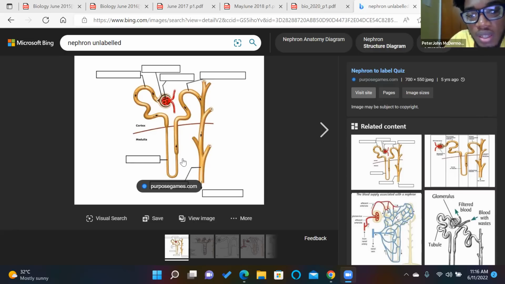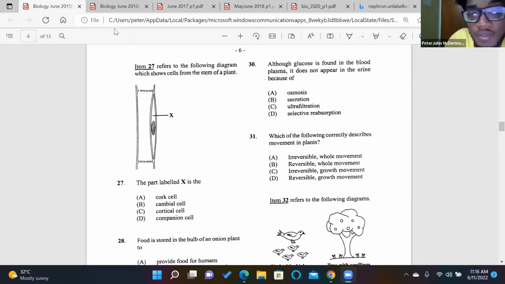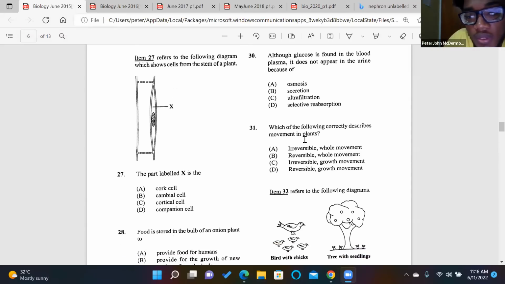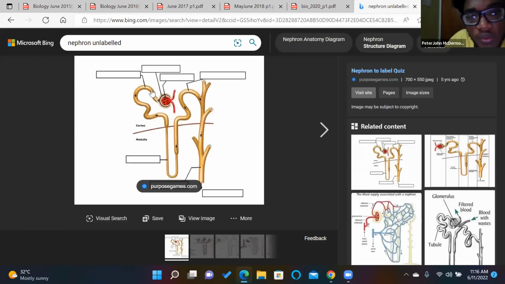Thin descending, thin ascending, thick ascending, goes into your distal convoluted tubule. Distal just means far away. So distal convoluted, it's far away from what? It's far away from here. This is your collecting tubule. So just in case you guys ever have to label it or know what it means. So where's glucose reabsorbed? Most of it is reabsorbed here.